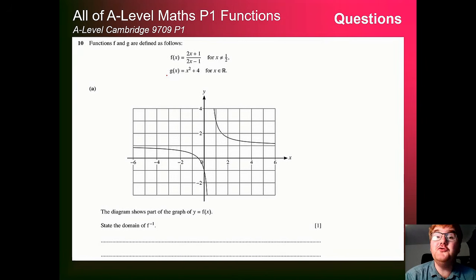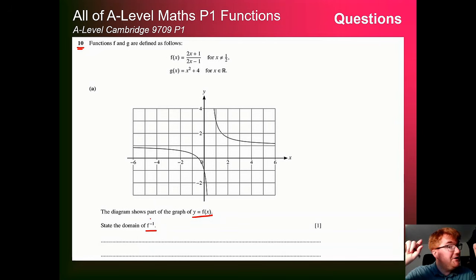Hello, and on to question 10, which if it's double figures, you know it's going to be a bit more difficult. So we've got functions f and g here. f of x is 2x plus 1 over 2x minus 1, where x can't be a half, a rational function, and we have a quadratic for g of x. And the diagram above shows the graph of f of x, so our rational function, and we need to find the domain of the inverse of f.